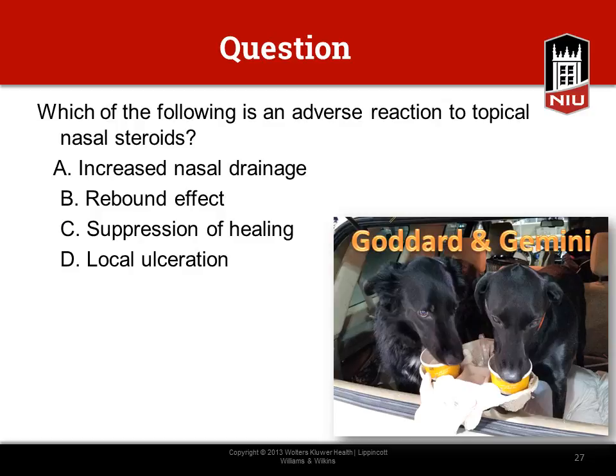The correct answer is C. There is a slight increased risk of, or an adverse reaction would be, suppression of healing. Other adverse effects that we might see include local burning, irritation, stinging, dryness of the mucosa, and headache. Suppression of healing can occur maybe sometimes.